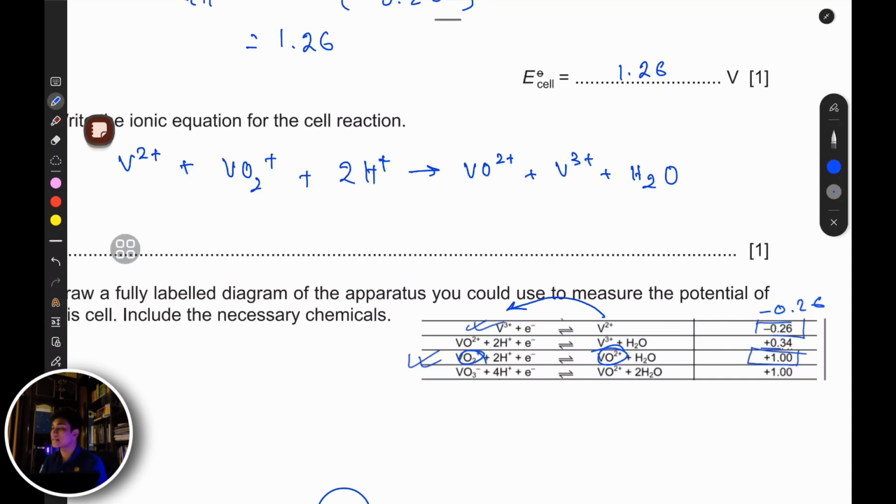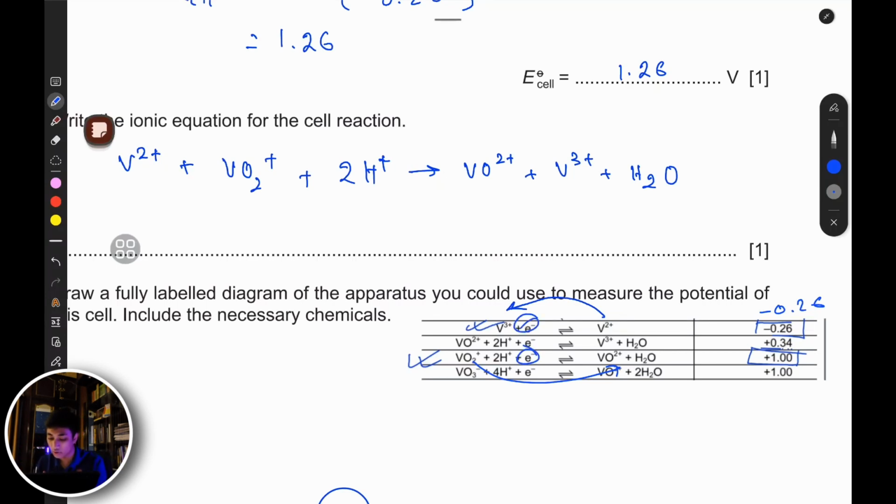Great. So in this case, which is the more positive end? The positive one, which is with the vanadium oxide one. So in that case, it's going to be gaining electrons. Which is going to release the electrons? This. So in this case, the reverse reaction is supposed to happen. V2 plus is supposed to give off electrons, and VO2 plus is supposed to gain those electrons.